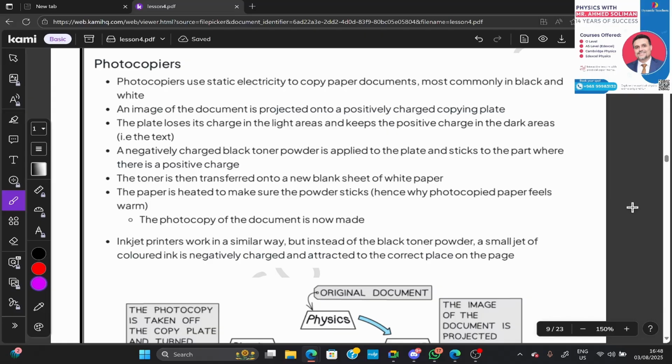Photocopiers use static electricity to copy paper documents, most commonly in black and white. An image of the document is projected onto a positively charged copying plate. The plate loses its charge in the light areas and keeps the positive charge in the dark areas. A negatively charged black toner powder is applied to the plate and sticks to the part where there is a positive charge. The toner is then transferred onto a new blank sheet of white paper. The paper is heated to make sure the powder sticks, hence why photocopied paper feels warm. The photocopy of the document is now made.